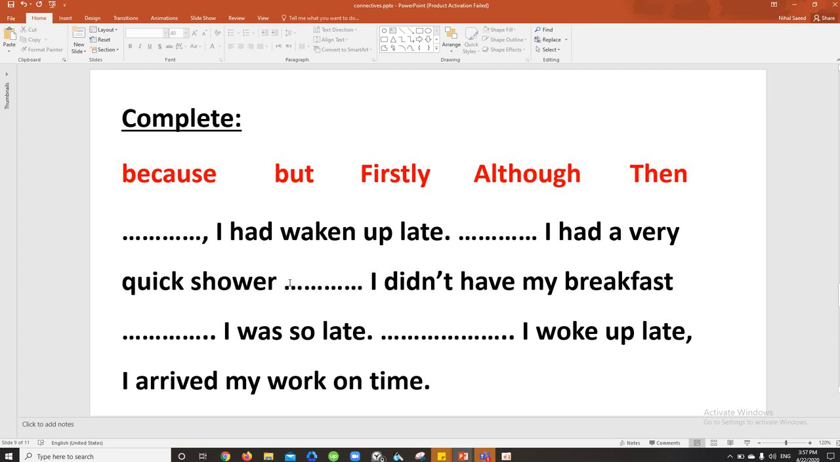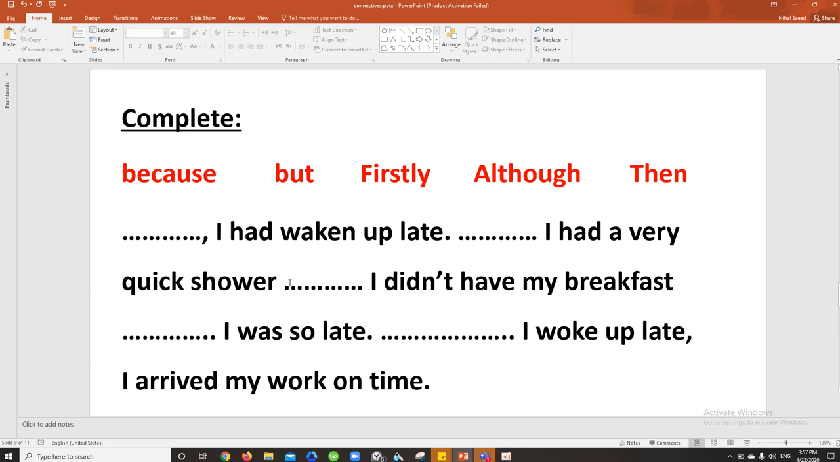I have an exercise here, complete. I have a space. After that, I had woken up late. Space. I had a very quick shower. Space. I didn't have any breakfast. Space. I was so late. Space. I woke up late. I arrived at my work on time. So I have here a piece of writing, like a small paragraph, without any connectives.